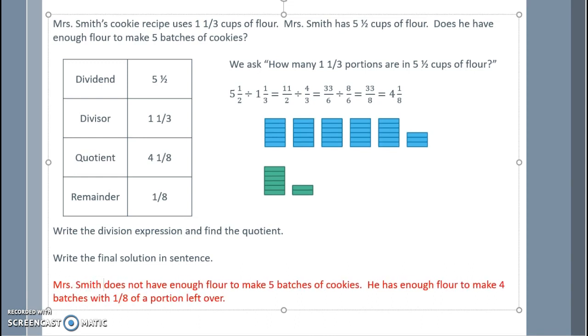Mrs. Smith does not have enough flour to make 5 batches of cookies. She has enough flour to make 4 batches with 1/8 of a portion left over.